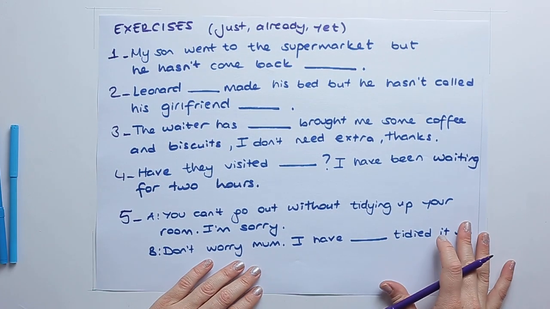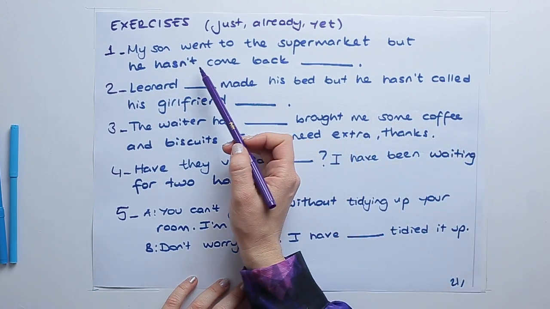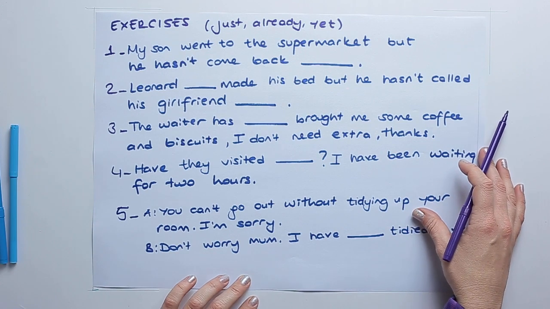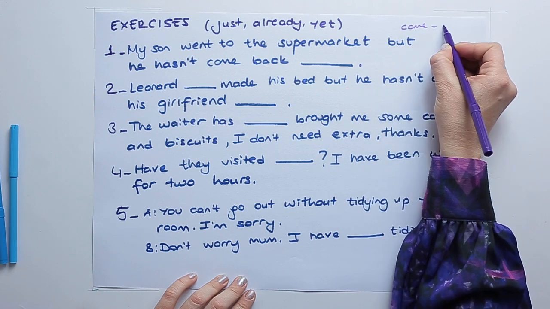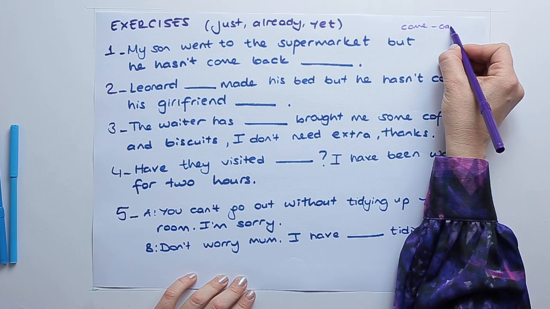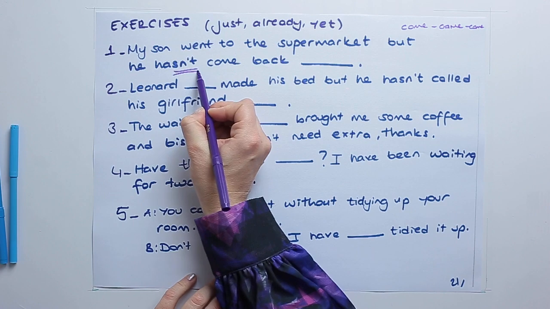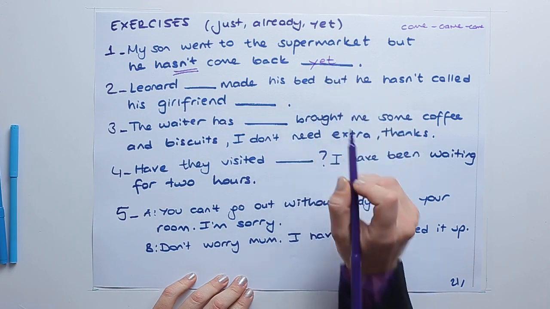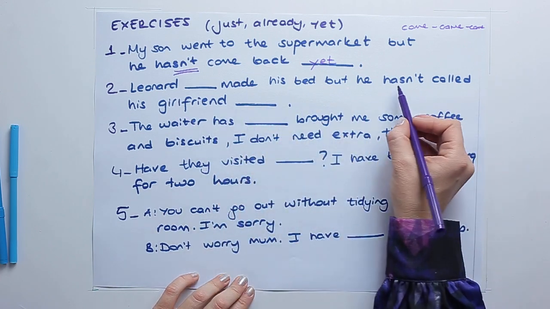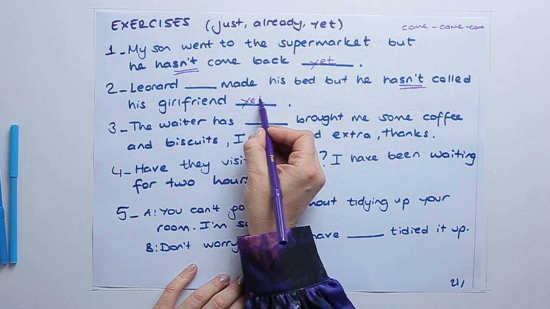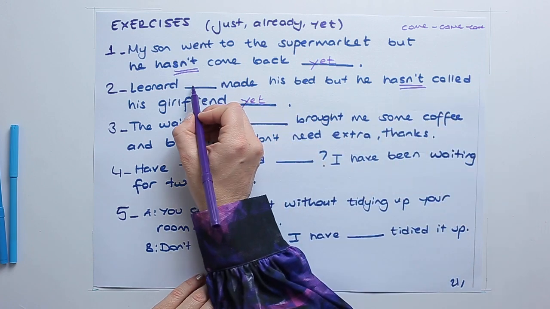Now, we've got some exercises to complete with just, already, and yet. My son went to the supermarket, but he hasn't come back. If you remember, the third form of come is the same as the first form. Come, came, come. He hasn't come back. Since it's a negative sentence, I can easily use yet. Leonard made his bed, but he hasn't called his girlfriend. Since it's negative, I understand that it's a yet. But since the time hasn't passed so much, I can use just.